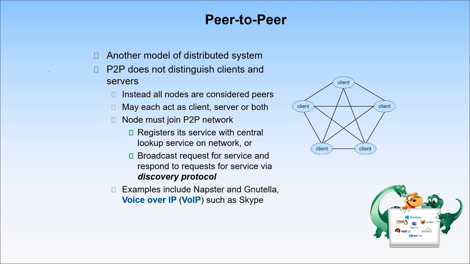A node must join the P2P network. It registers its service with a central lookup service on the network, or it broadcasts requests for service and responds to requests for service via a discovery protocol.